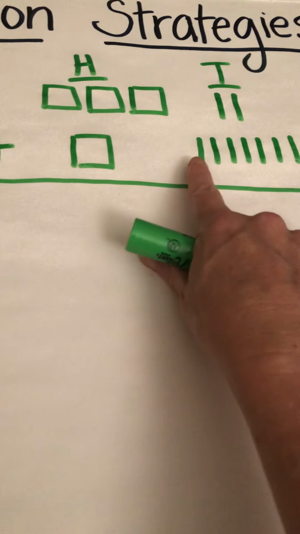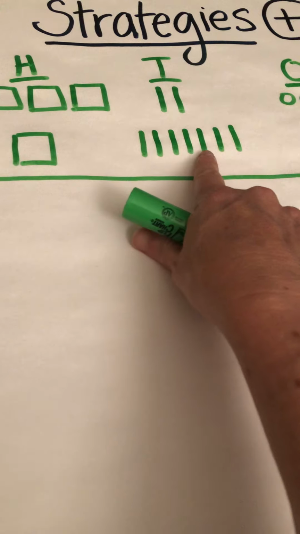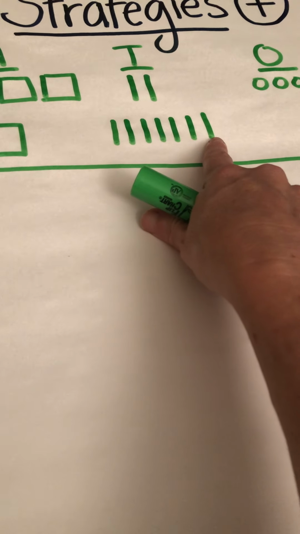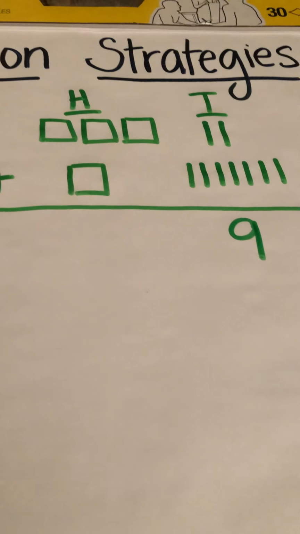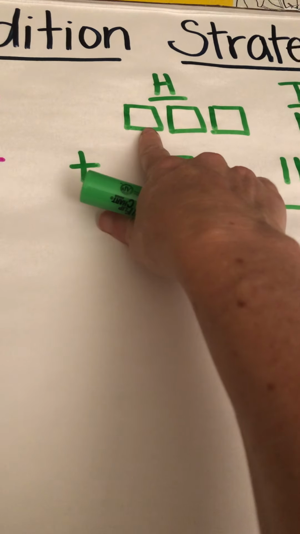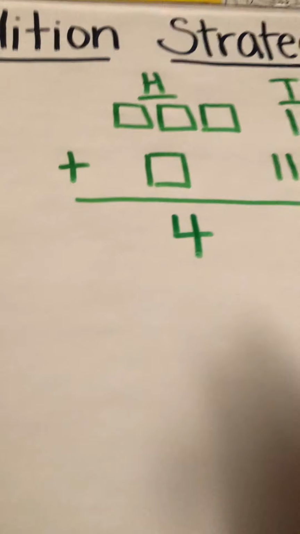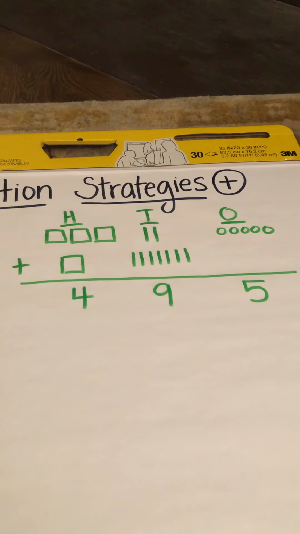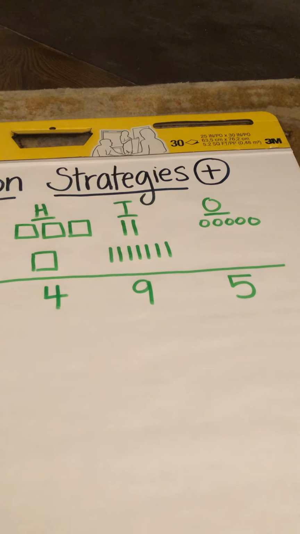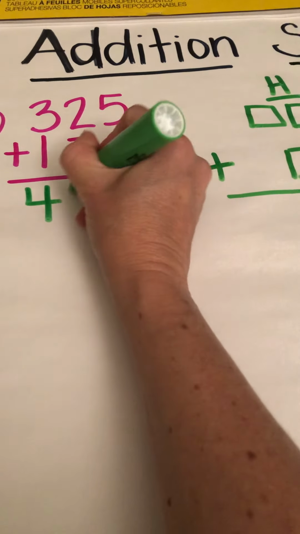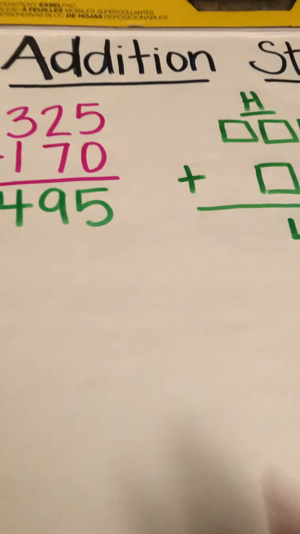I have 1, 2, 3, 4, 5, 6, 7, 8, 9 tens. So I'm going to write 9. And finally, I have how many hundreds? 1, 2, 3, 4 hundreds. So I have a total sum of 495. So I'm going to go ahead and write my sum in. 495.